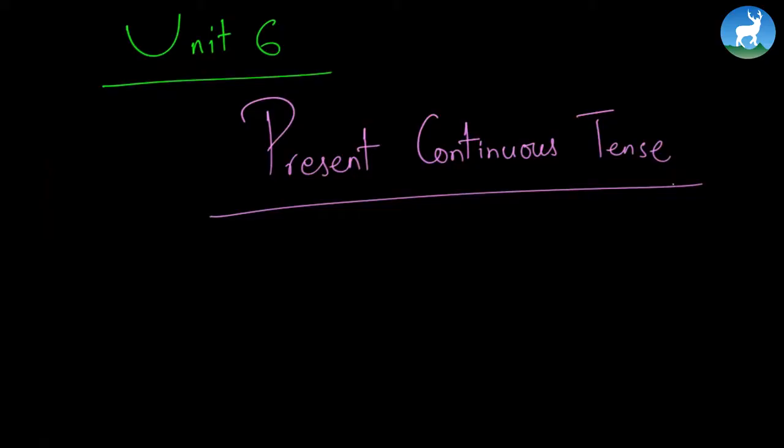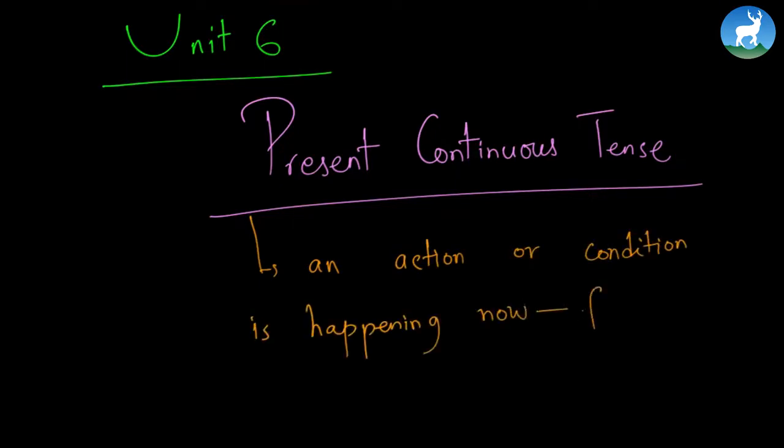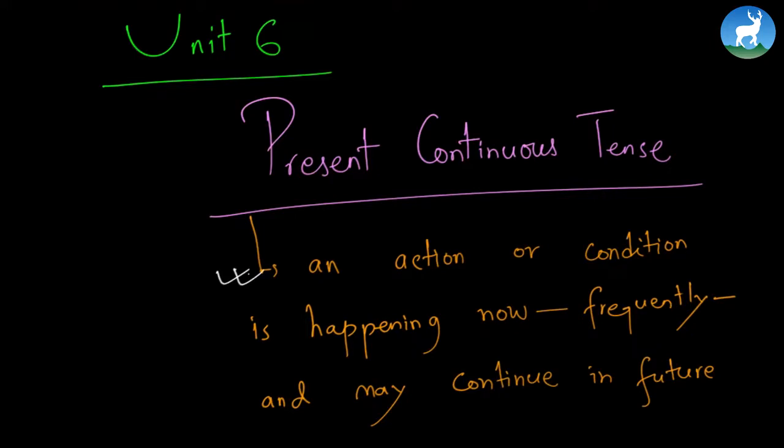So, let's begin. First of all, we must understand that the present continuous verb tense indicates that an action or condition is happening now, or let me say it frequently, and may continue in future. So present continuous tense talks about an action or condition that is happening now frequently and may continue in future.